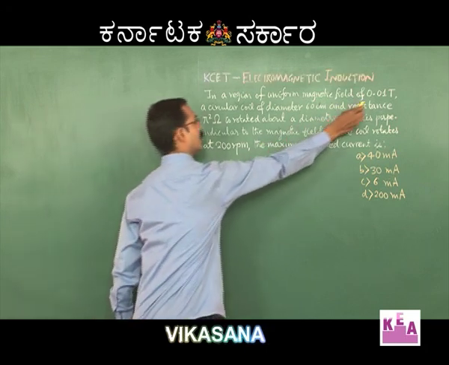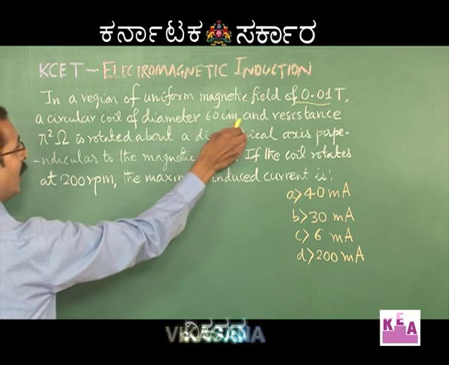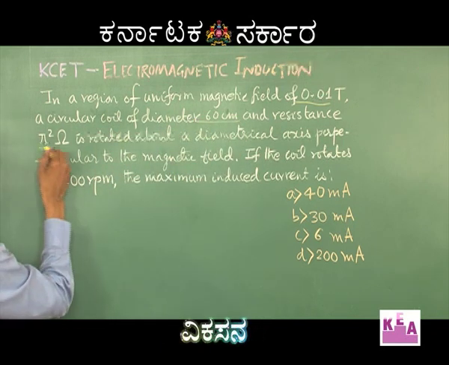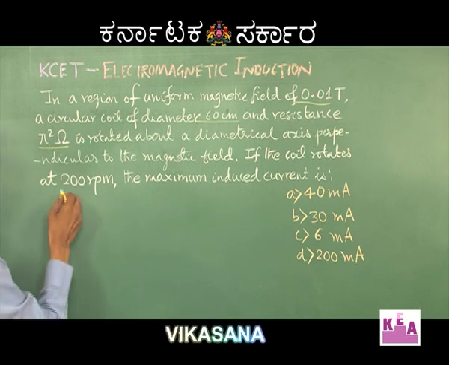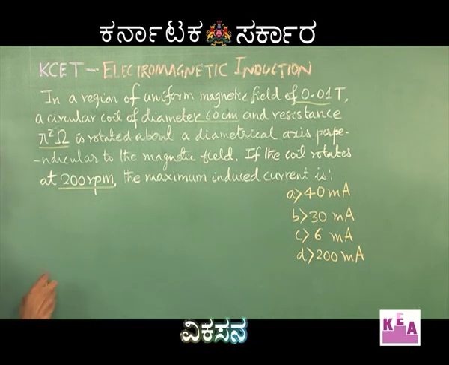Magnetic field is given, which is 0.01 Tesla. It is a circular coil. Diameter is 60, therefore radius must be 30 centimeter. The resistance of the coil is given. The angular velocity is given, that is 200 rpm. You have to find the induced current. What is the induced current in the circuit?